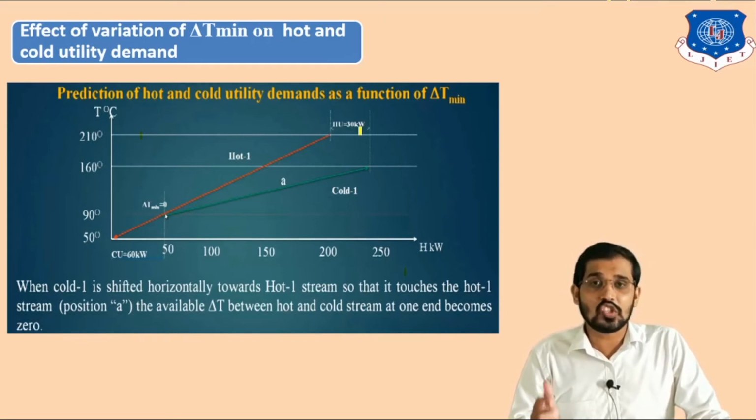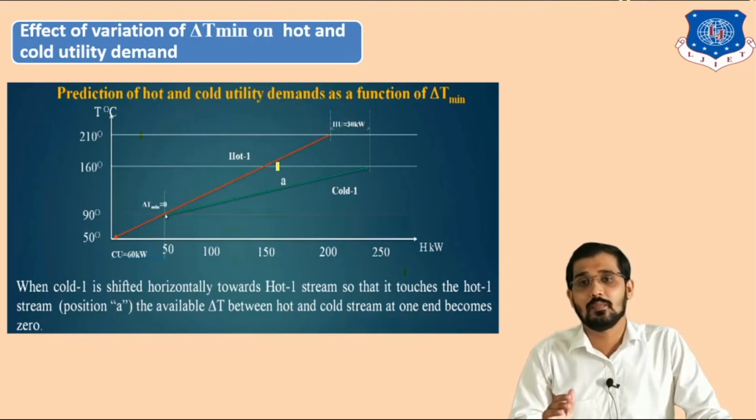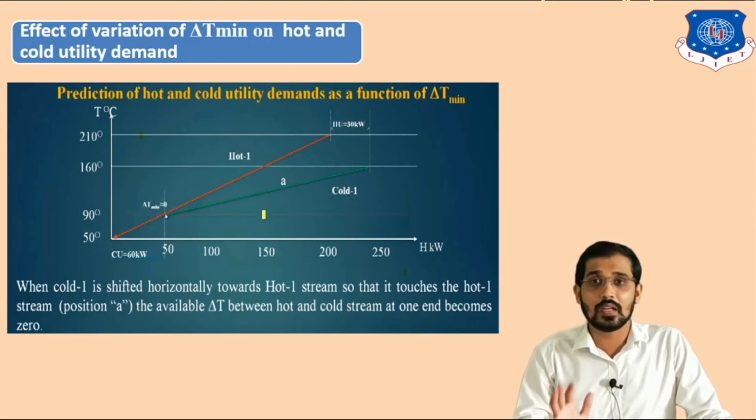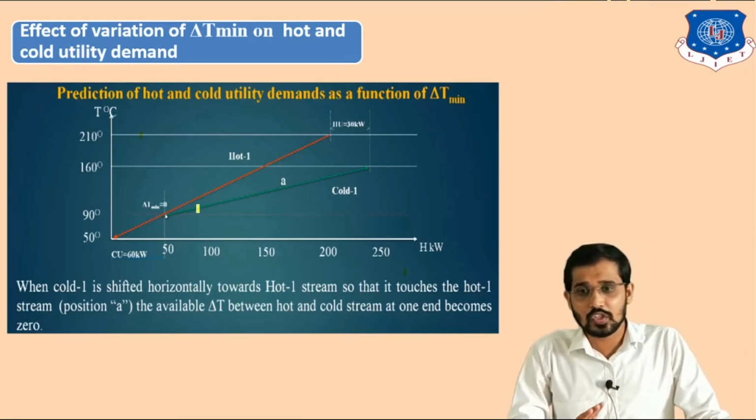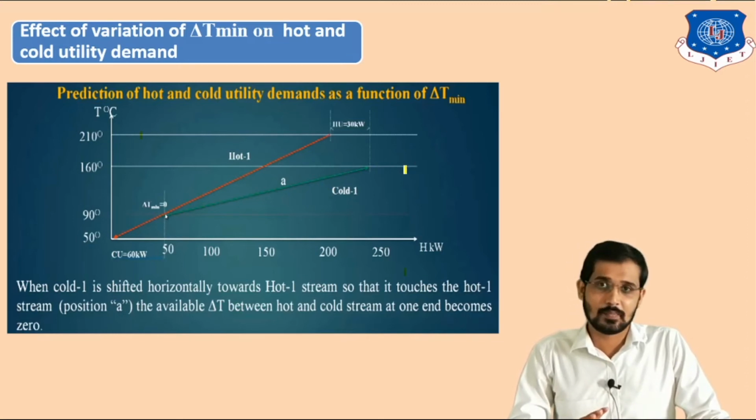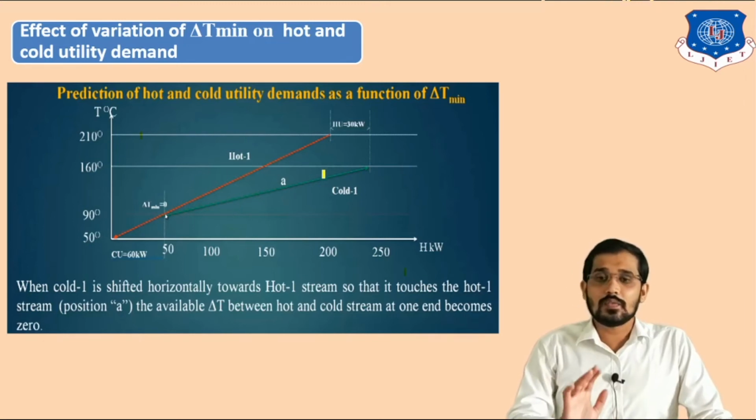This value can be changed. If I move this cold stream away from this hot stream, this value will increase. Just imagine if I am shifting horizontally, and only horizontal shifting is possible, not vertical shifting. I have already explained this concept in a previous lecture as well. So I am shifting this cold stream horizontally here. If you are shifting it horizontally, you can see here delta H, which is nothing but HU, the hot utility value, also increases. I will show this variation in the next slide.